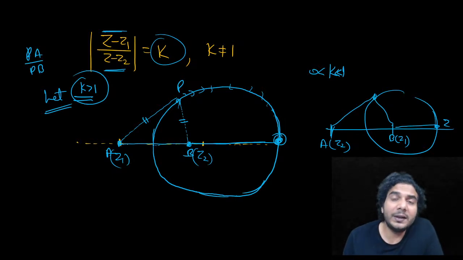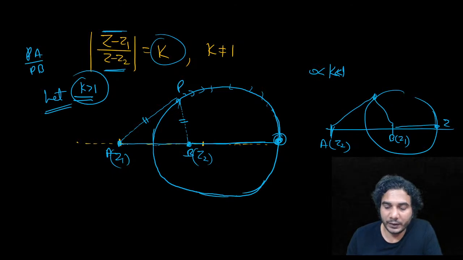Then also you can check whether z1 lies inside the circle or z2 lies inside the circle, and what will be the radius of the circle. Radius I'm not telling you today, but I'll tell you tomorrow in the next session. So in the next session we will do it. So I hope it is clear.